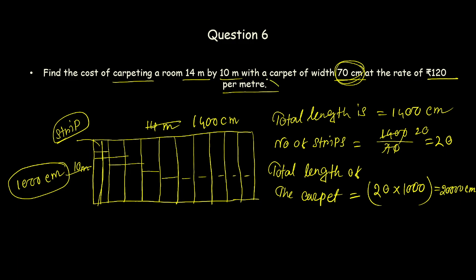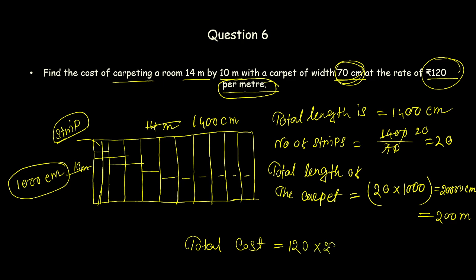Now the cost is per meter, right? So we need to convert the total length into meter as well. For centimeter to meter we divide by 100. So 20,000 divided by 100 is 200 meter. The cost per meter is 120. Therefore the total cost is 120 into 200, that is 24,000. The rupee symbol is vital. That is 24,000 rupees. You got your answer.